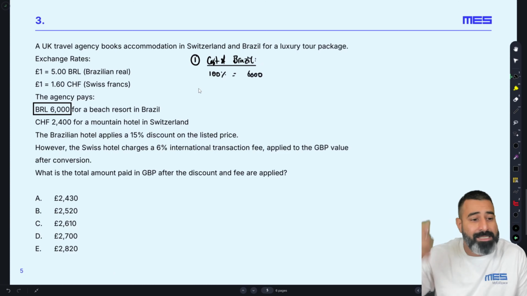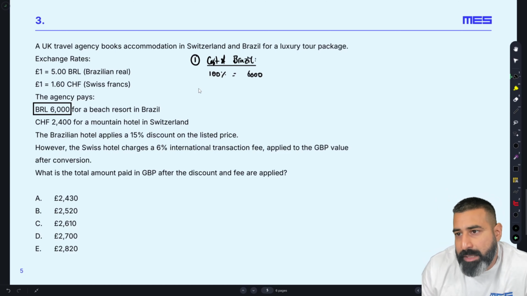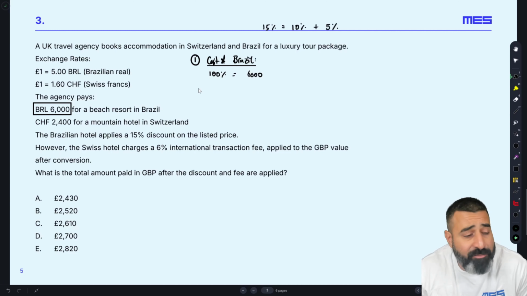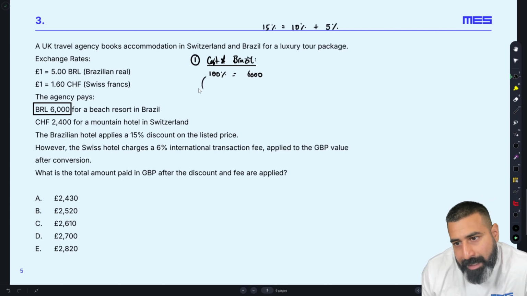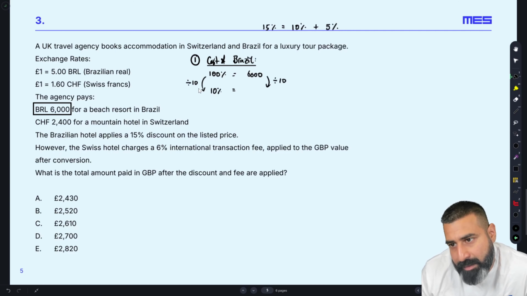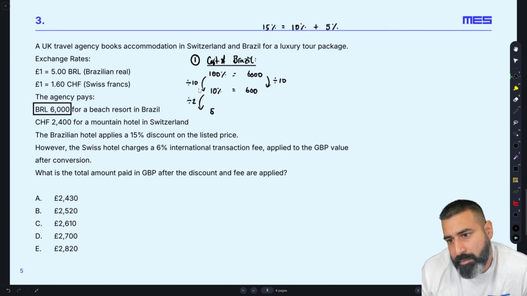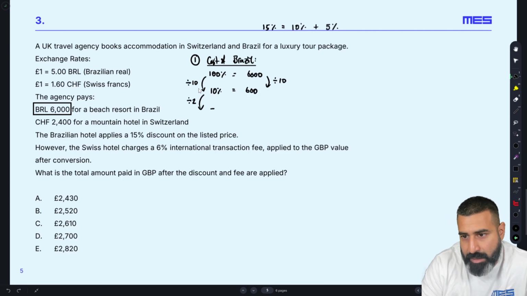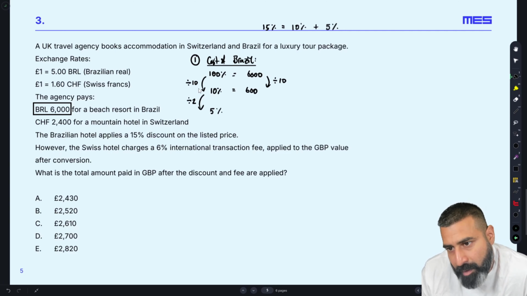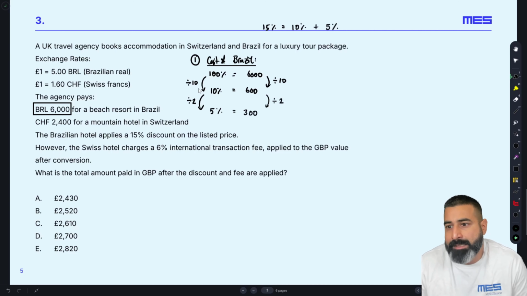So we get a 15% discount, and we can do a little trick, okay? Because we can say that 15% is the combination of 10% and 5%. So to get 10%, we're just going to divide 100 by 10. And we're going to do 6,000 divided by 10 to give us 600. And then to work out 5%, we're going to divide the 10% by 2. That 5 looks funky. Let's fix it. And we're going to do 600 divided by 2. So 2 goes into 6 3 times, so 5% is 300.